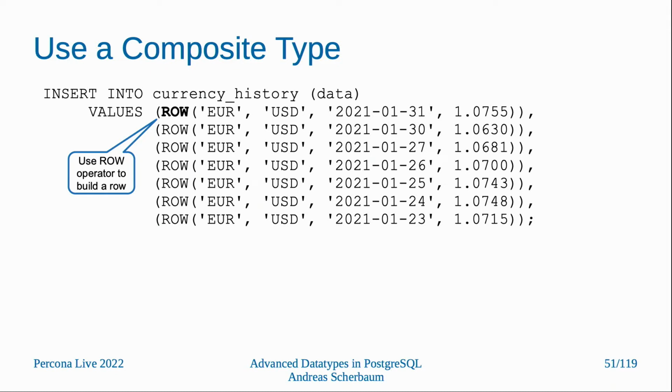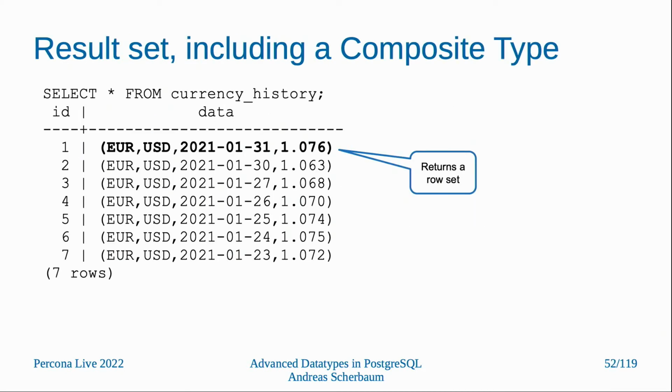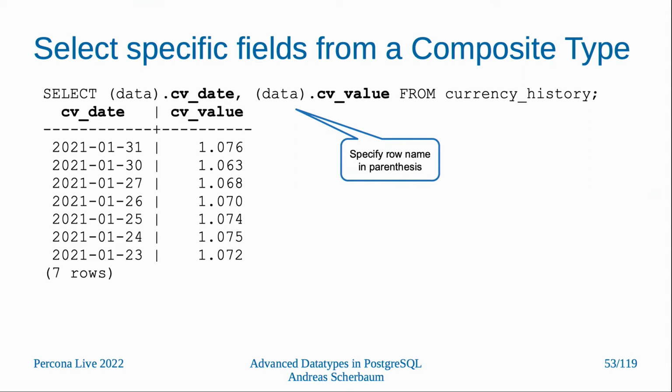And then if you want to insert data into it, you're using a row operator. I want to convert from euro to US dollar for this date. This is my currency conversion rate. Because we always need these 4 values together, it makes sense to move them into one type in Postgres, so we have everything together in one row. Again, if we select this, then we get rows back, or row set back. And you can use the dot operator here and specify which value do I want to have out of this row set.